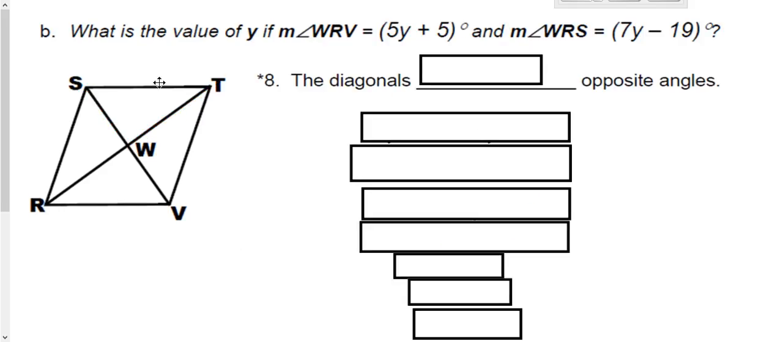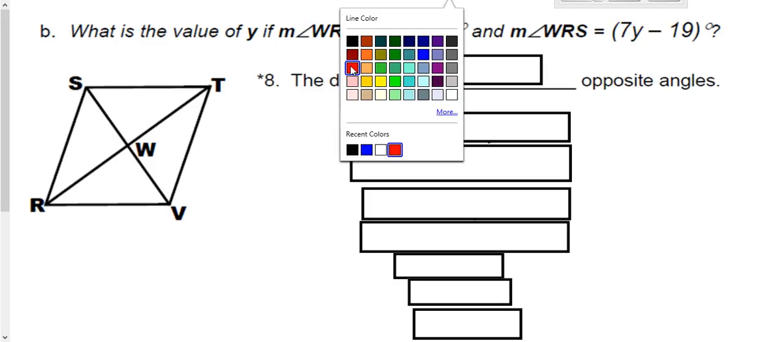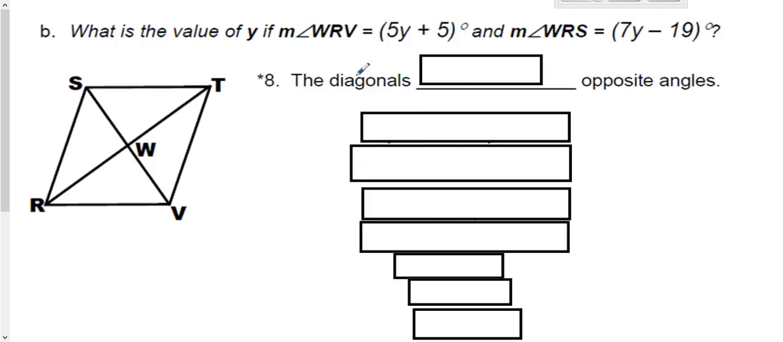Next we've got a problem. It says, what is the value of y if the measure of angle WRV equals 5y plus 5 and WRS equals 7y minus 19. So let's mark these angles and see where they are. So the first one is WRV. So we start at W, go to R, and go to V. That's this angle in the corner here. Then we go from W to R to S, and that is this angle right here.